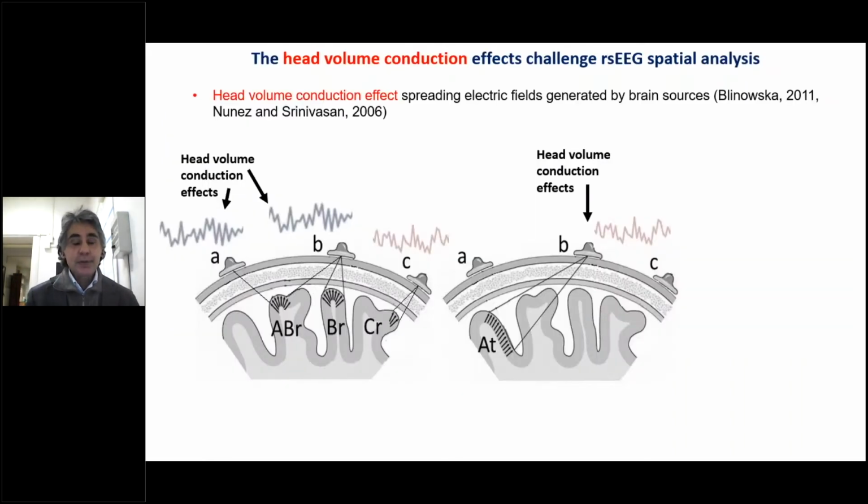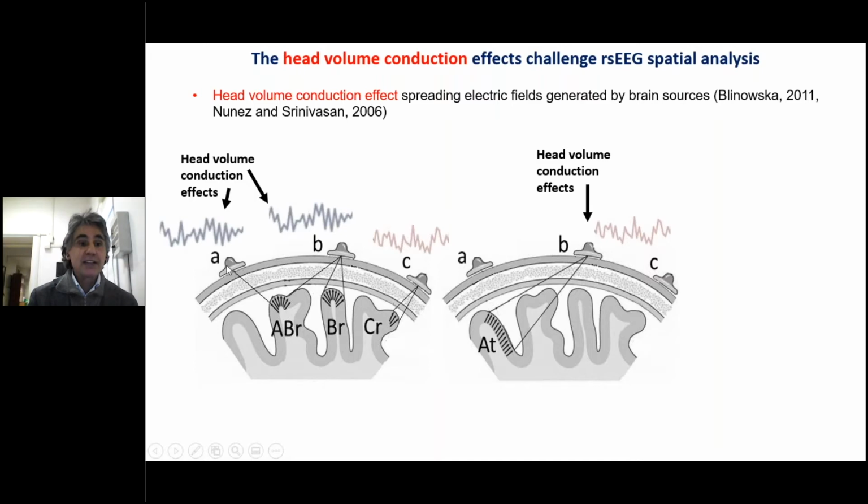The work group also addressed the issue of head volume conduction effects, challenging the spatial analysis of resting state EEG rhythms. You can see in the picture two examples of a head volume conduction effect. On the right side, you see an EEG signal recorded in electrode B, but the source is not underlying electrode B; it is located in a tangential source far from the electrode.